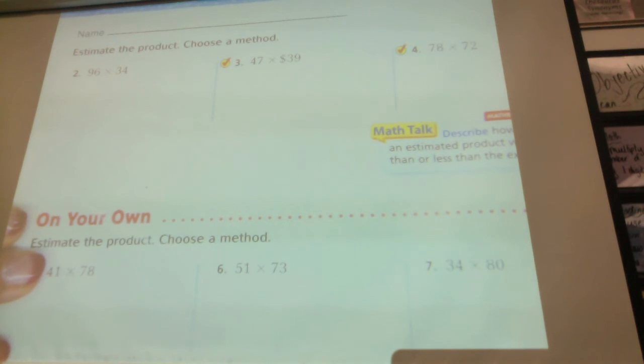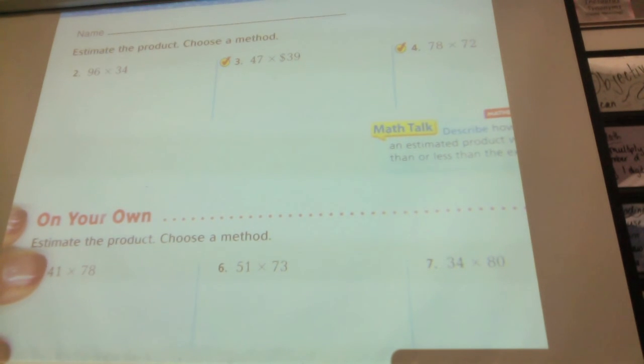If I'm going to multiply 96 times 34, are there any compatible numbers that I should multiply by? Are there any that I could round just one and make it easy to multiply by? I only need to round one to get a really good estimate. Which one should I round? What do you think? 96. And what would the 96 round to? 100.